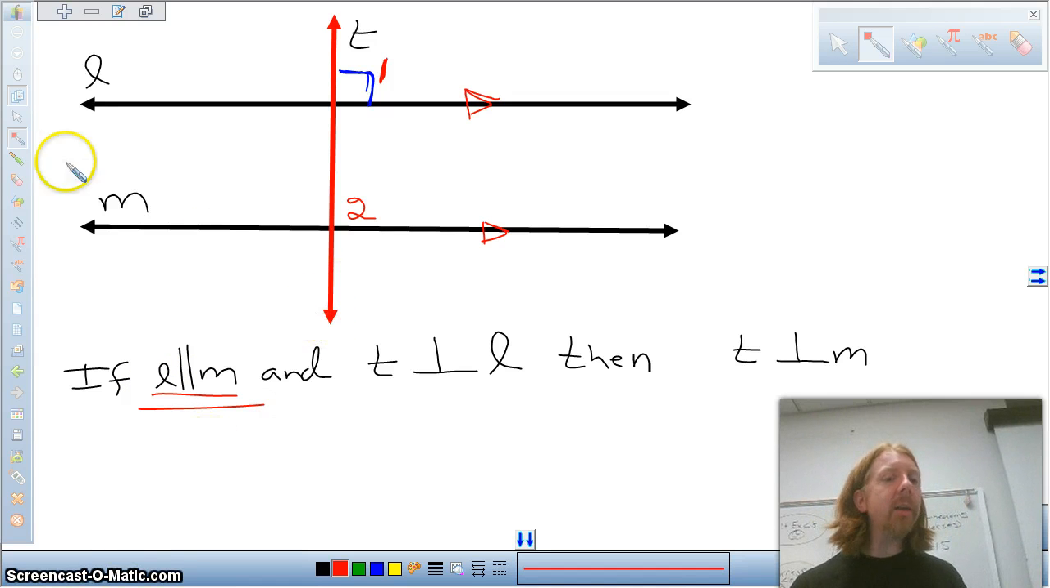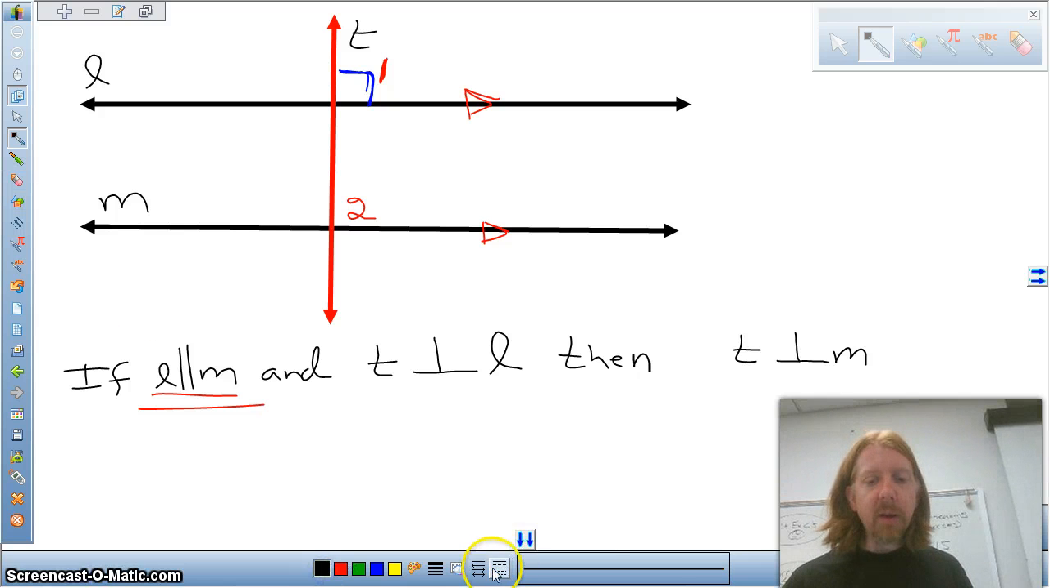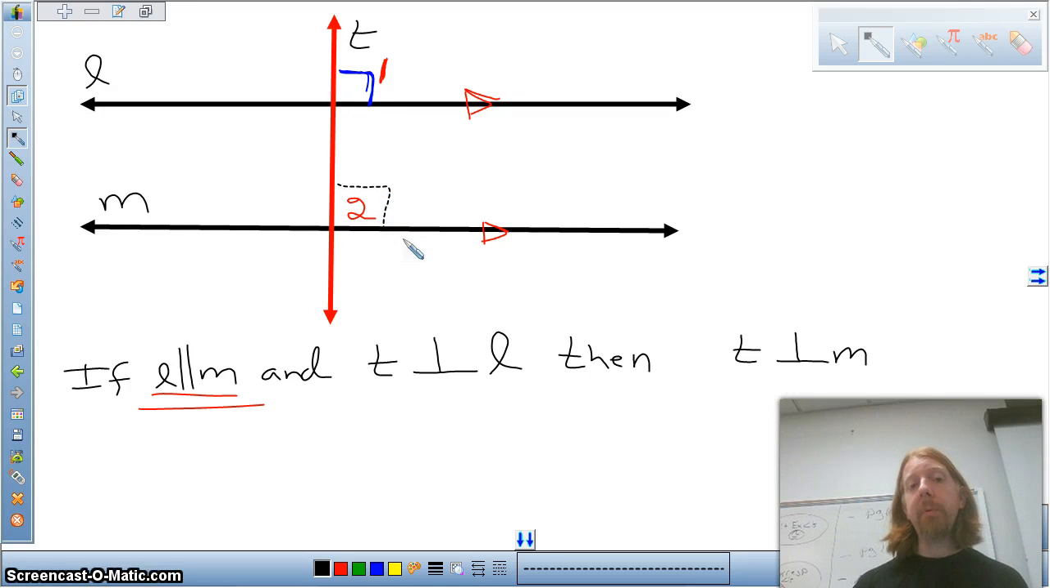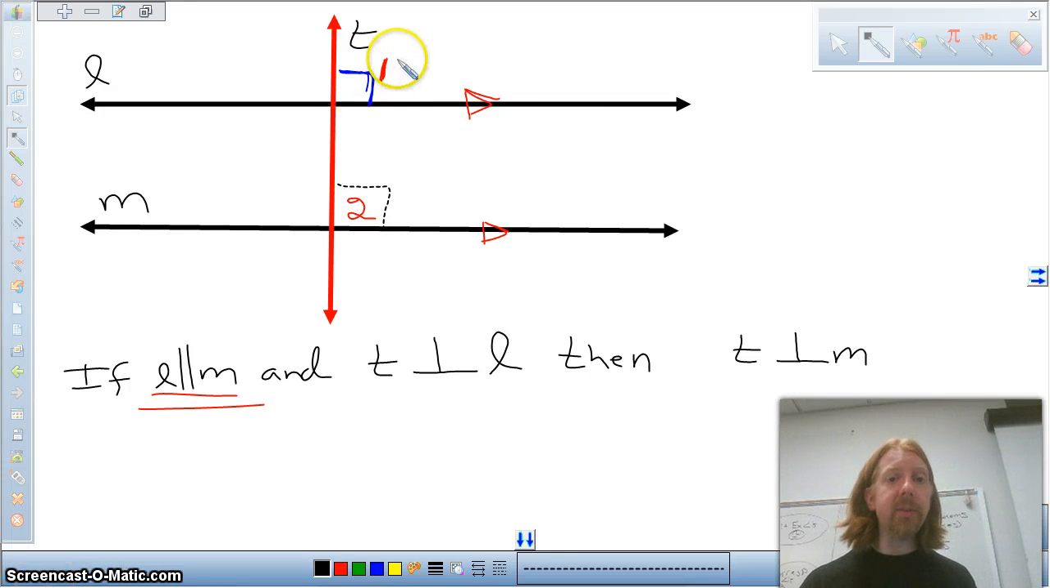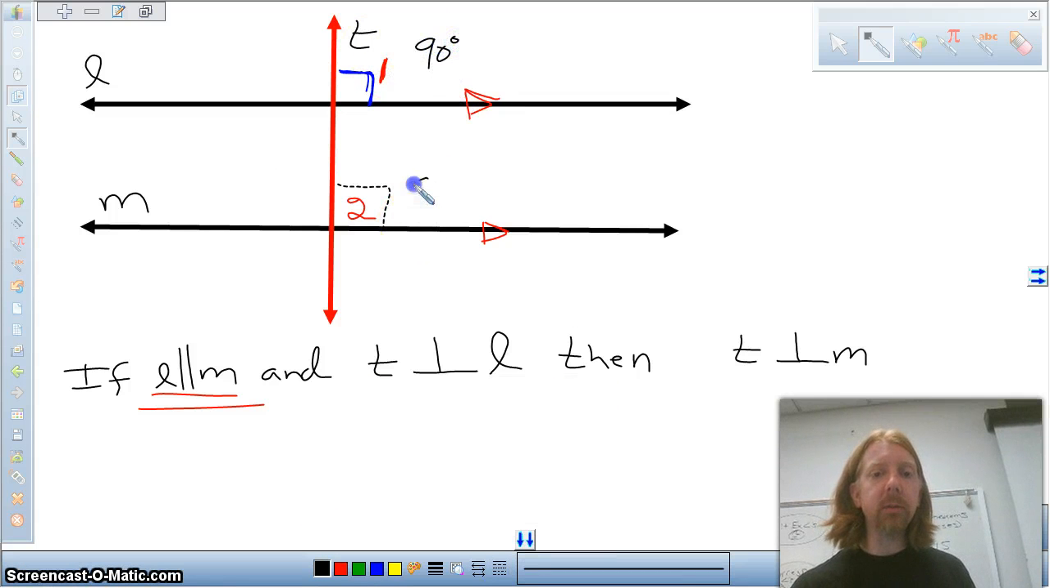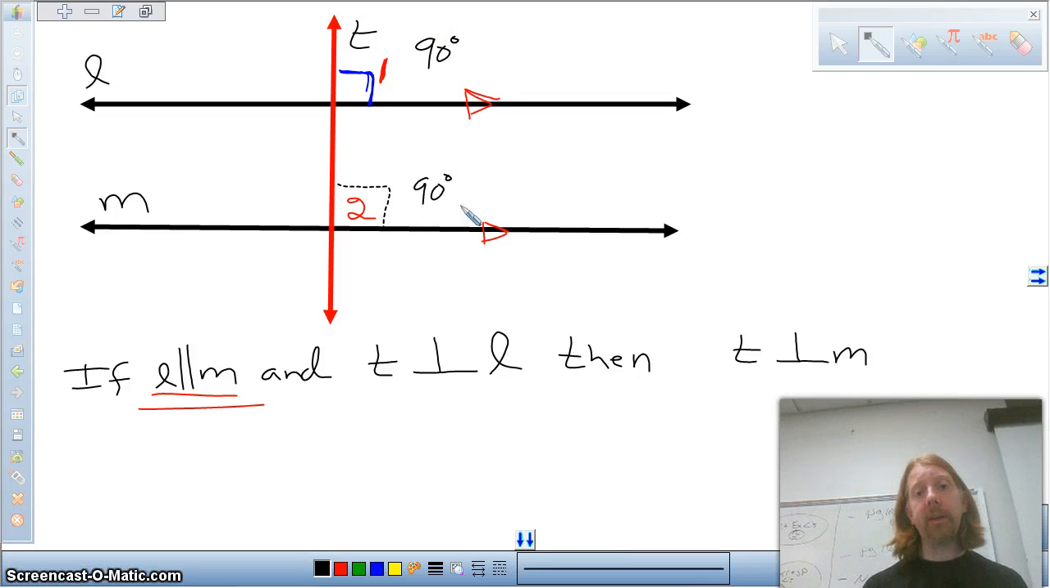So it more or less follows then, given this perpendicular here, I know this is also going to have to be perpendicular using the corresponding angles postulate. I know that if this is 90 degrees, it's only logical then, by that postulate we've talked about, that that's also 90 degrees.